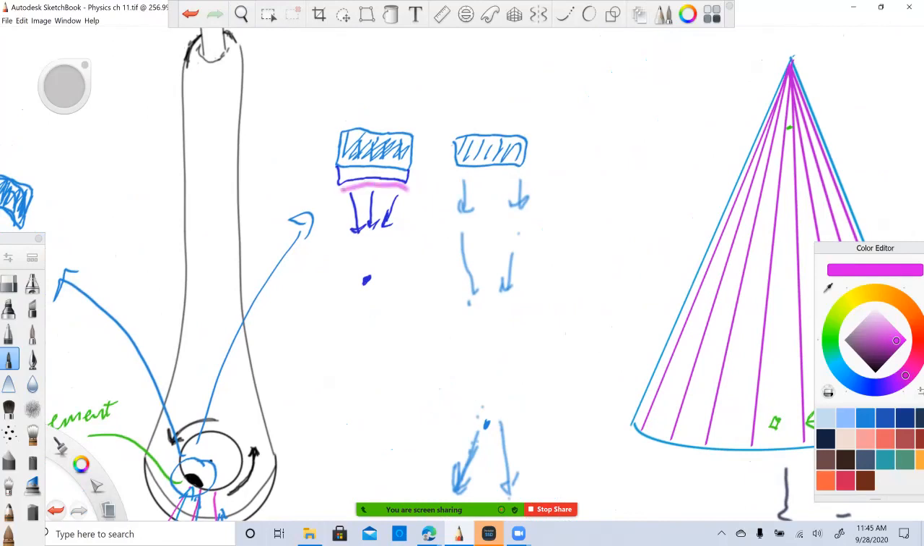Look at this shape. Concave shape creates a focus by forcing those outside, in this case it's a single element, so the outside of the beam is forced towards the middle. That brings the focus up.